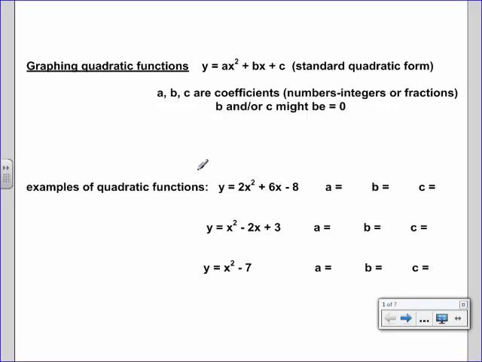So let's see if we can figure out, by looking at quadratic functions, how to find a, b, and c. In the first one, a is equal to 2, the coefficient in front of x squared, b is equal to 6, and c is your constant, which is -8. In the second one, when they just have x squared, that's the same as 1x squared, so our a is actually equal to 1, b is equal to -2, and c is equal to 3.